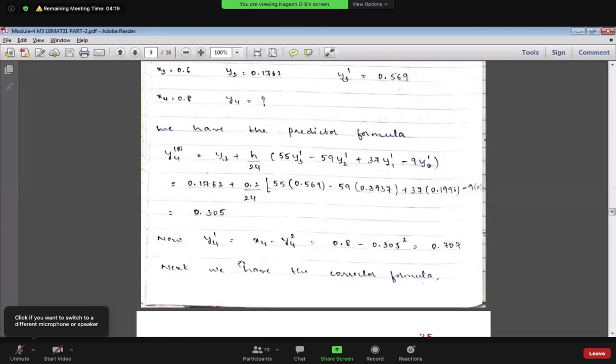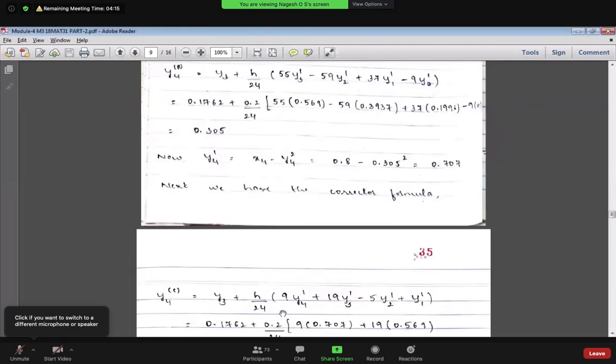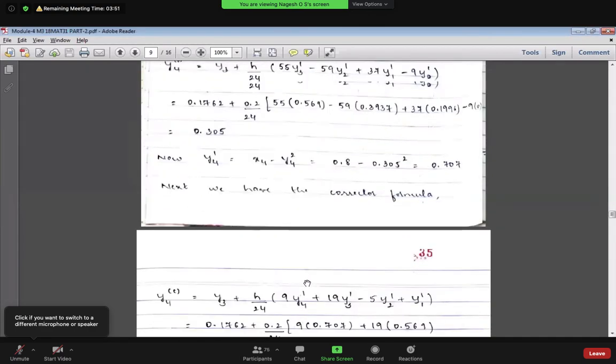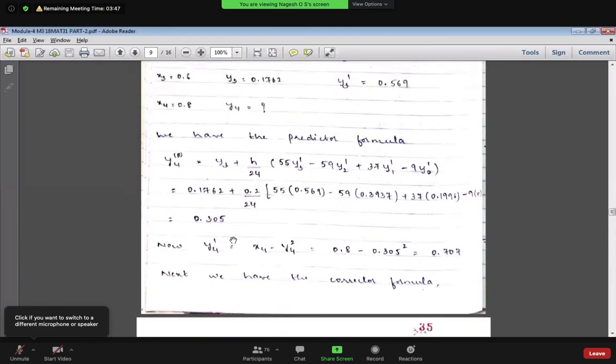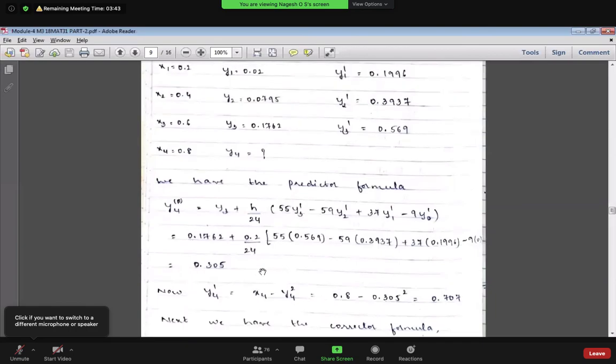Then the corrector formula: y3 plus h by 24, 9 y4 dash plus 19 y3 dash minus 5 y2 dash plus y1 dash. We have y4 dash, this we need to calculate. How to calculate y4 dash? Compare this with the given function. What is given? Y dash equal to x minus y square.